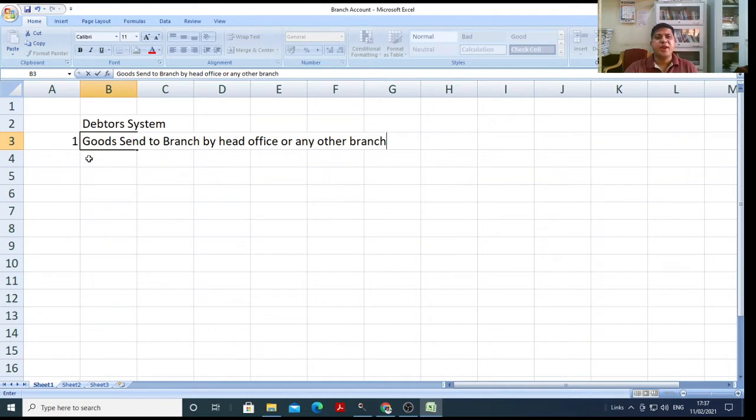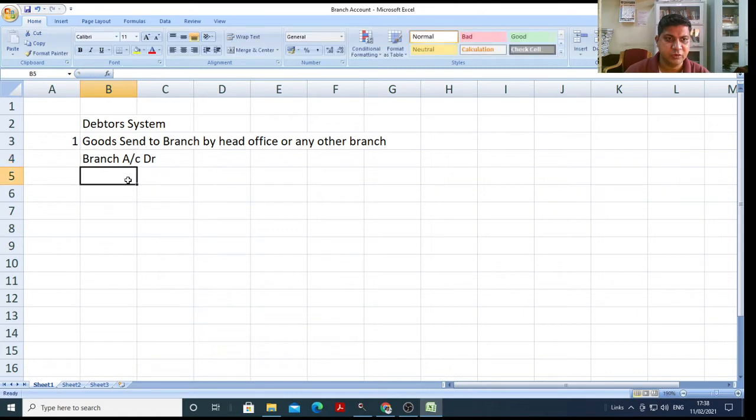Goods sent to branch by head office or any other branch. So the entry will be: branch account debit to goods sent to branch account. This is the entry we will pass.